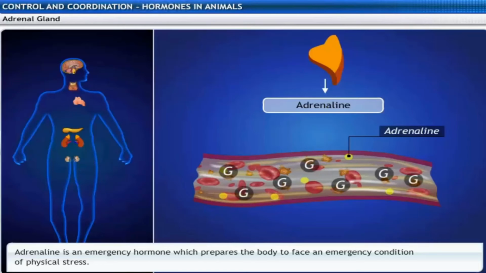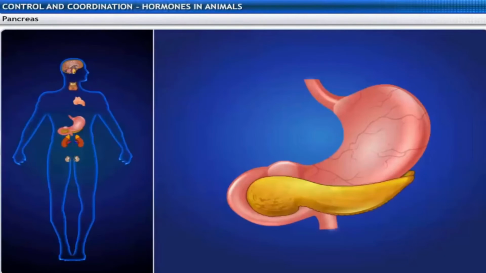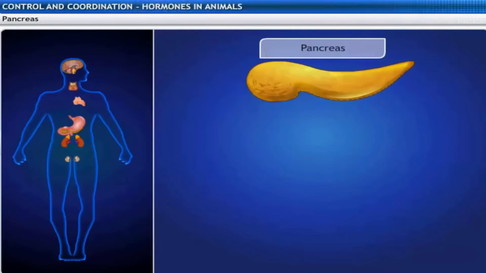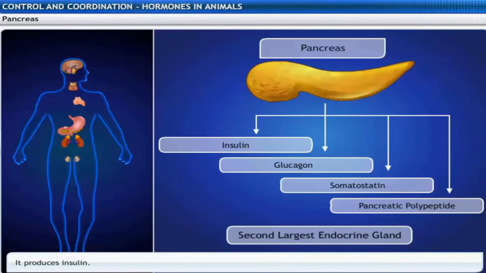It enables a greater supply of glucose into the blood to give us a lot of energy in a short span to either fight or flee from the stressful situation. The pancreas is located just below the stomach within the curve of the duodenum and secretes hormones such as insulin, glucagon, somatostatin, and pancreatic polypeptide. It is the second largest endocrine gland.